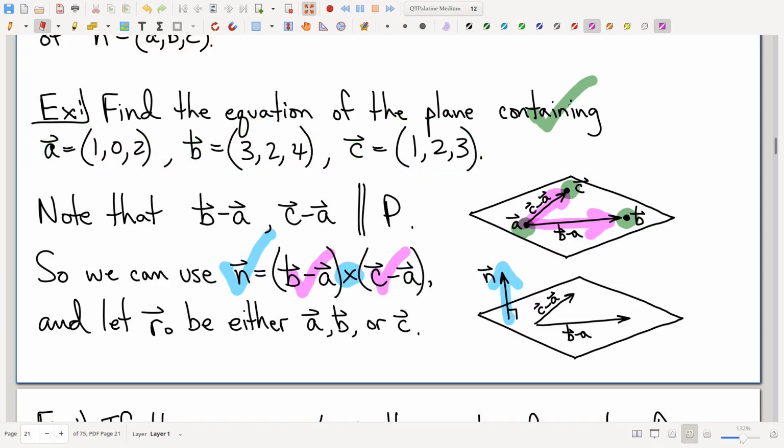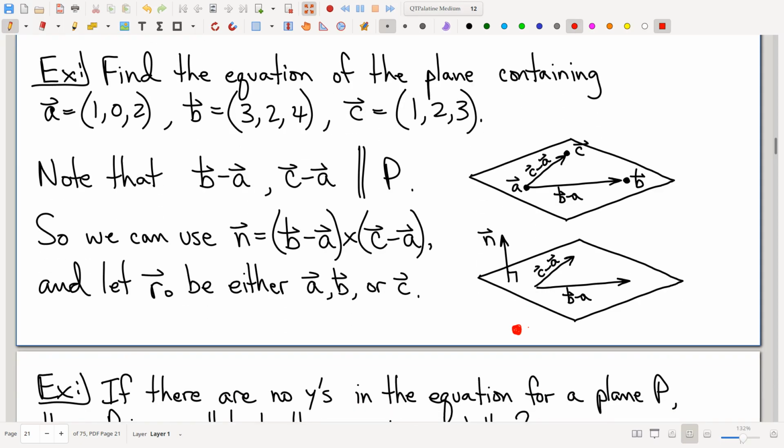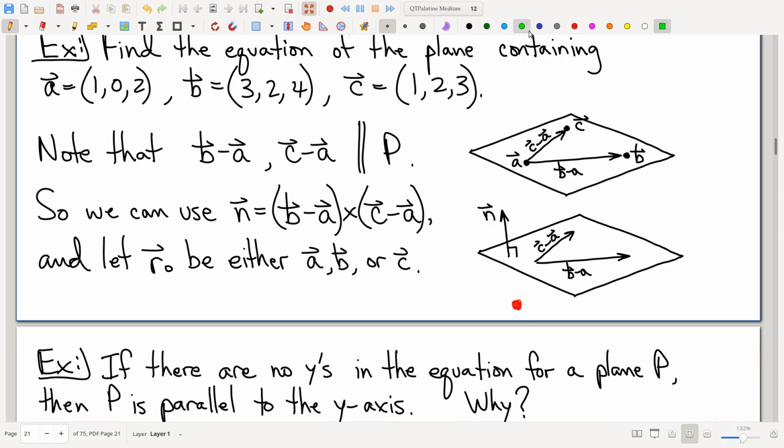So let's suppose that the origin is here. If I talk about this point as being a point in the plane, thought of as a vector, it's a vector like that. That vector is not parallel to the plane. Does that make sense?